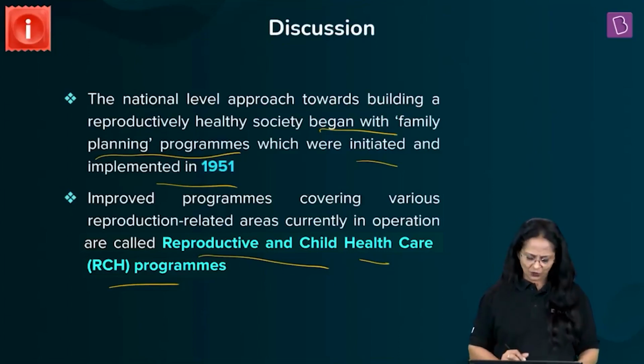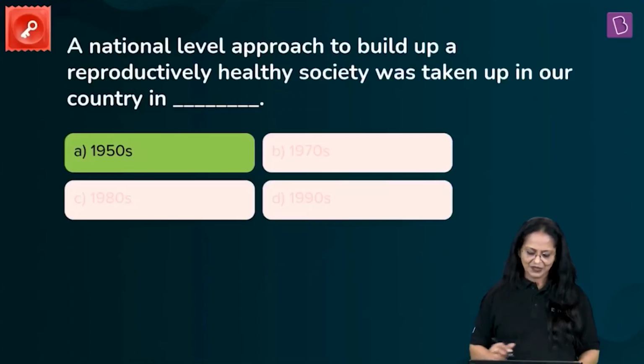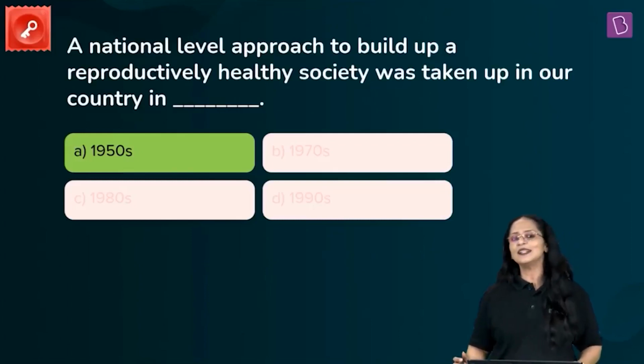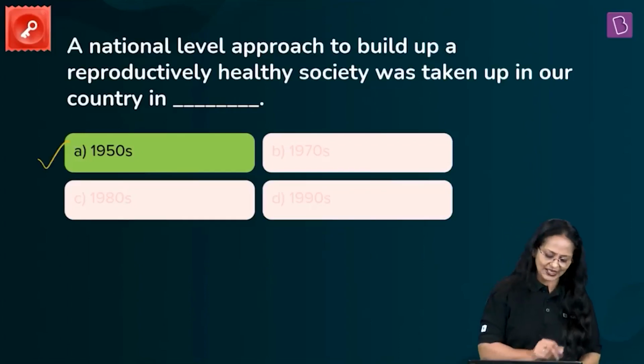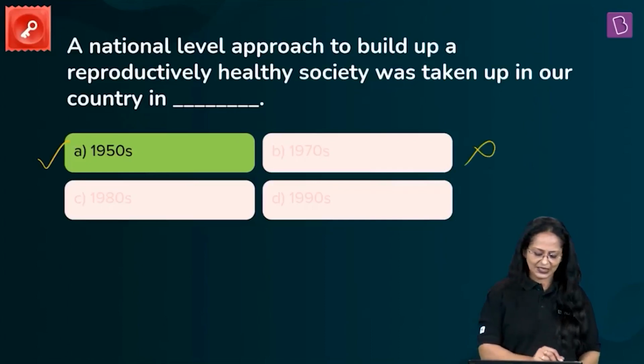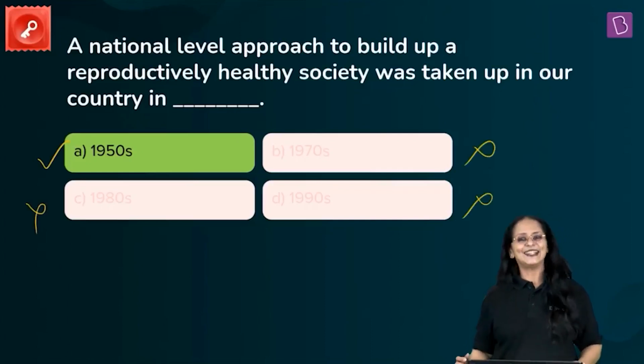Very easy, that question was. So the right answer to this question, a national level approach to build up a reproductively healthy society was taken up in our country in the 1950s because it's 1951. So A is the right answer. We eliminate B, C, and D. A is the right answer.